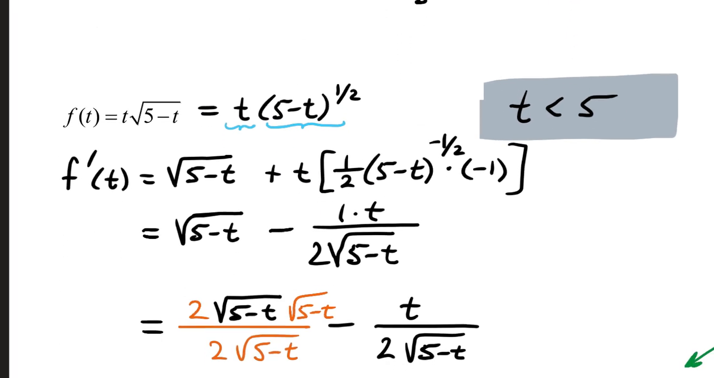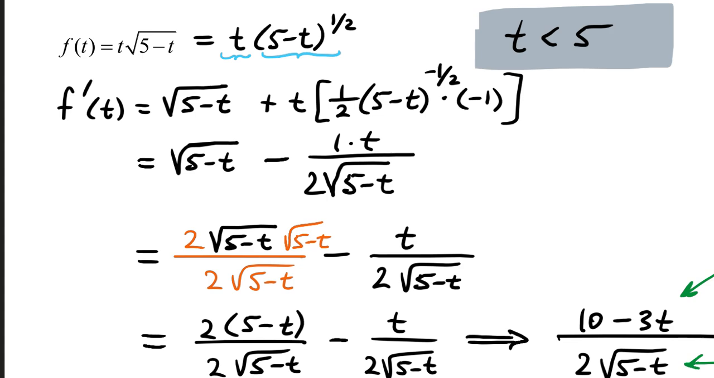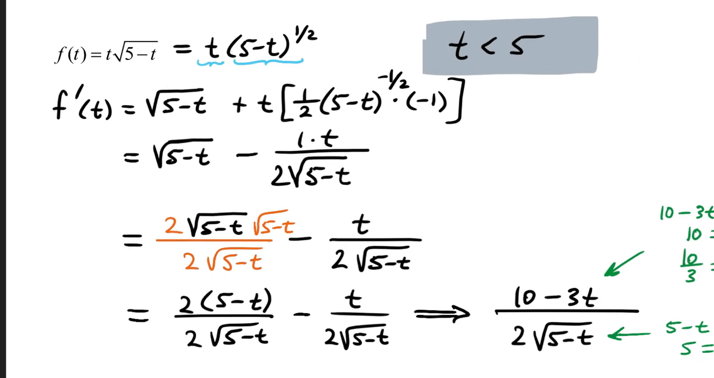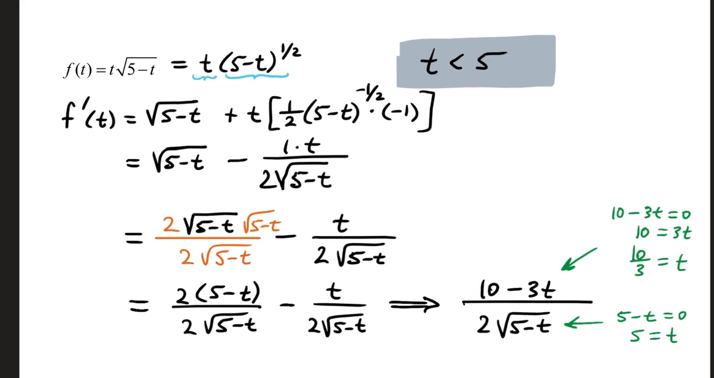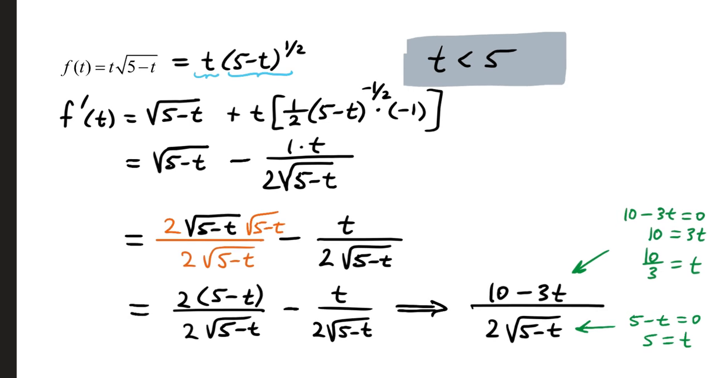This function is going to be a little harder to take the derivative of because it uses product rule, but it also has chain rule involved because of the square root term. Let's take our function f of t equals t times the square root of 5 minus t. Remember that a square root radical can be written as a power of 1/2.